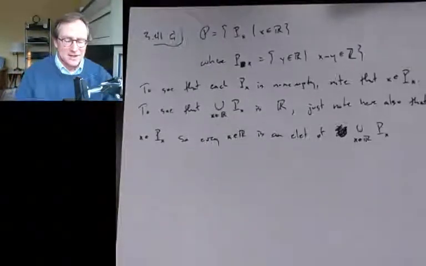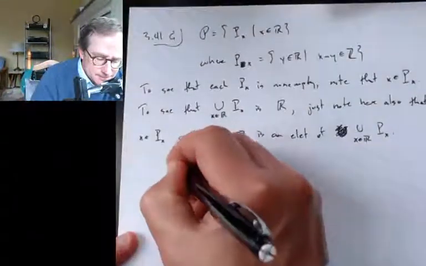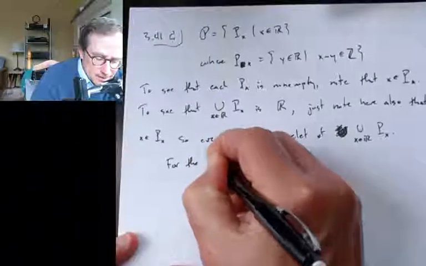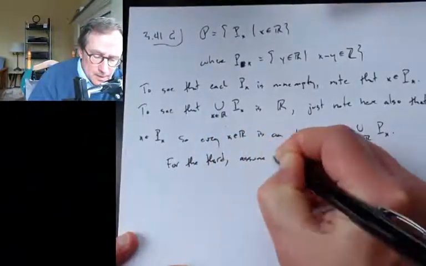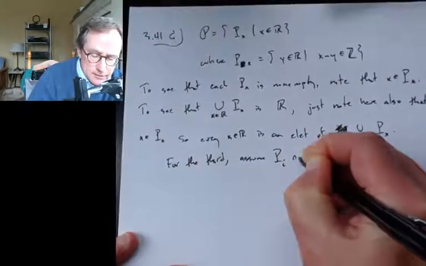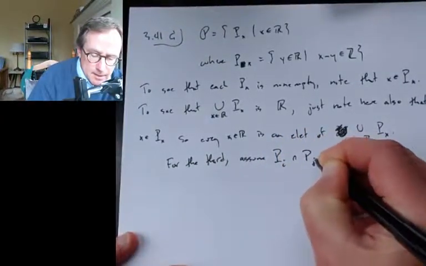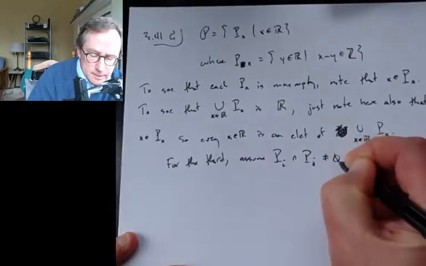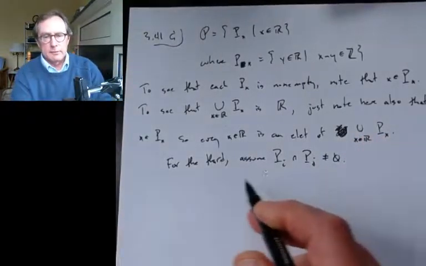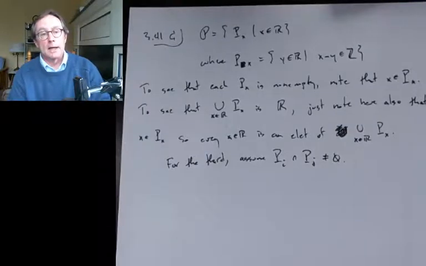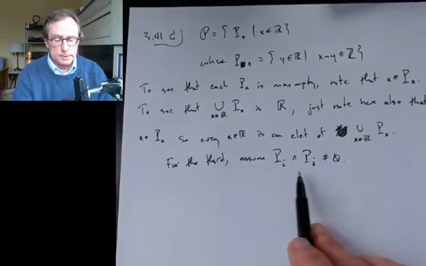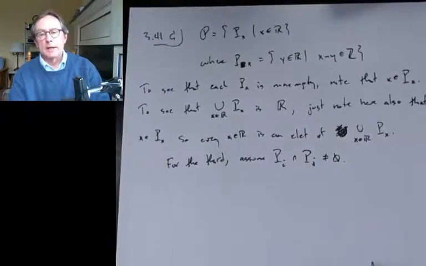So for the third, assume pi intersect pj is not empty. And then I'll leave a blank space, and down here at the bottom I'm thinking that I'm going to show then pi equals pj. So I assume pi intersect pj is not empty, and then down at the bottom here I'm going to say then pi equals pj.